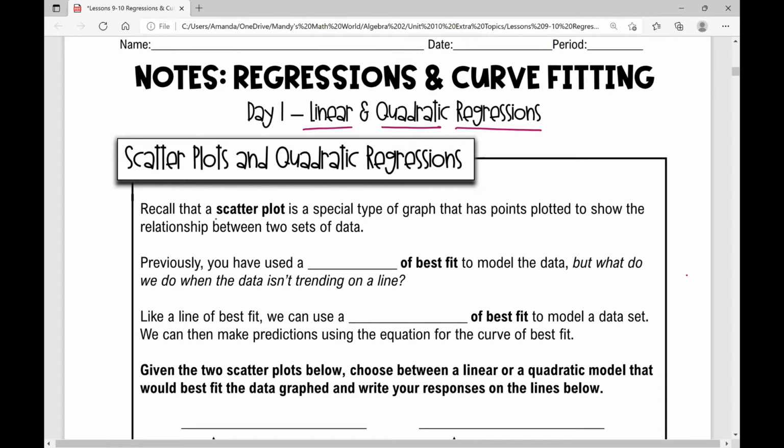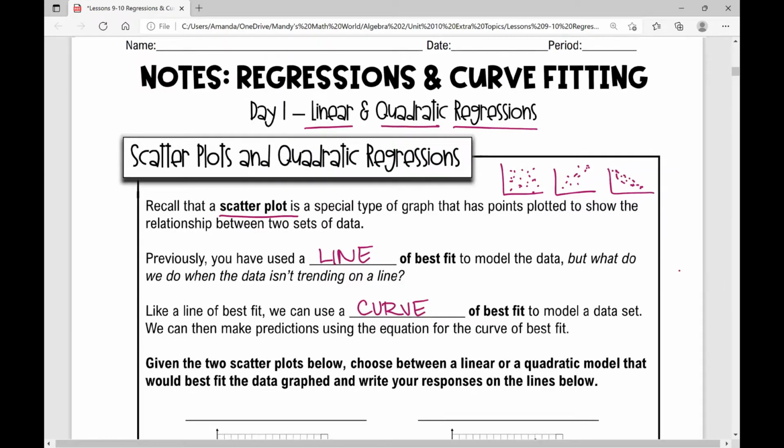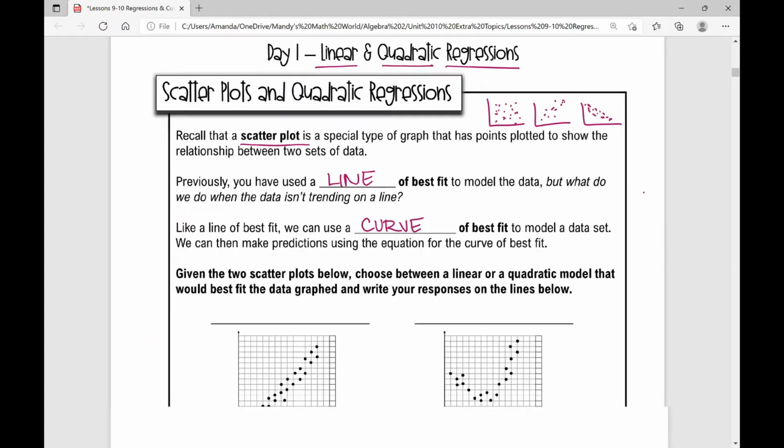Recall that a scatter plot is a special type of graph that has points plotted to show the relationship between two sets of data. You recall you were used to a scatter plot with no correlation, a positive correlation, or a negative correlation. And previously, you've used a line of best fit to model the data. But what do you do when the data isn't trending on a line? Like a line of best fit, we can use a curve of best fit to model a data set. And then we'll make predictions using the equation for the curve of best fit.